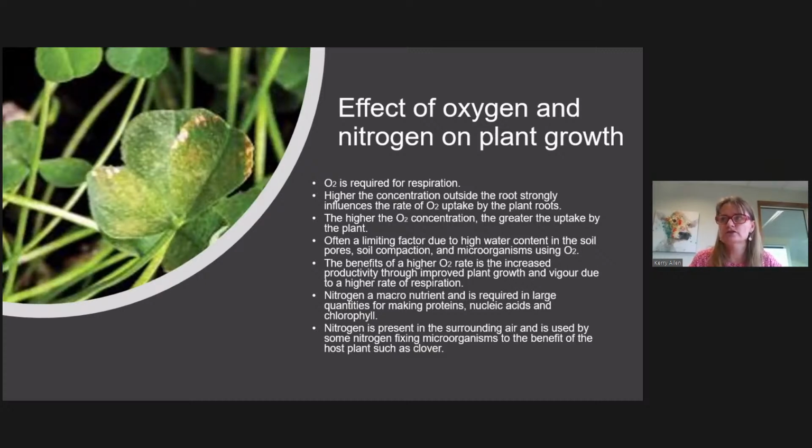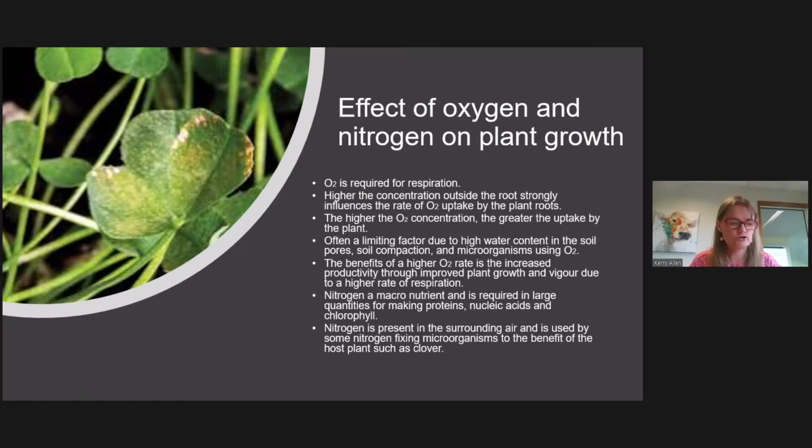So once again, oxygen is required for respiration. We need plants to uptake it. The easiest way to ensure that is to ensure you have your soil at field capacity. Okay, if it has too much water in it, then that's going to become a limiting factor and respiration won't occur. So if you have a good respiration rate, then you're going to improve that plant growth once again and vigor. And then the next one is nitrogen.